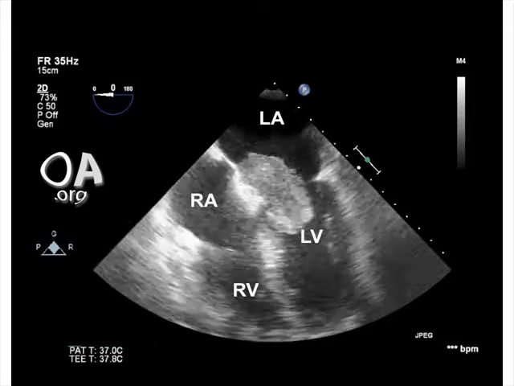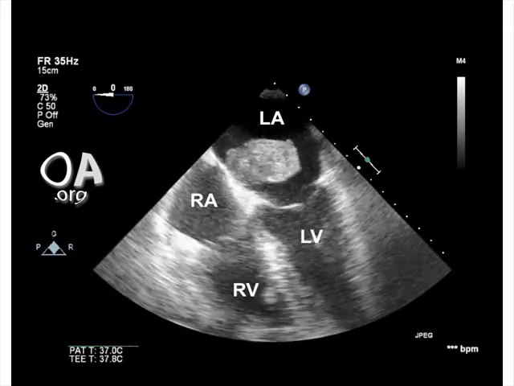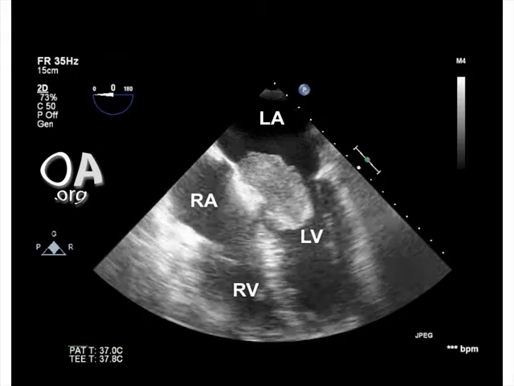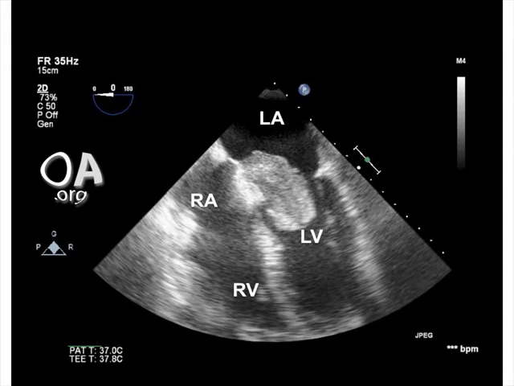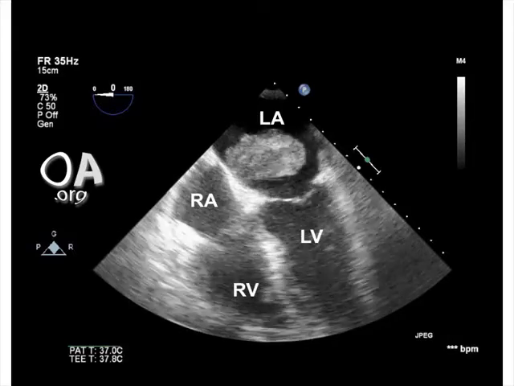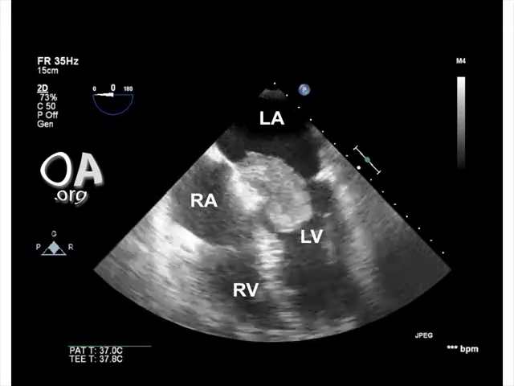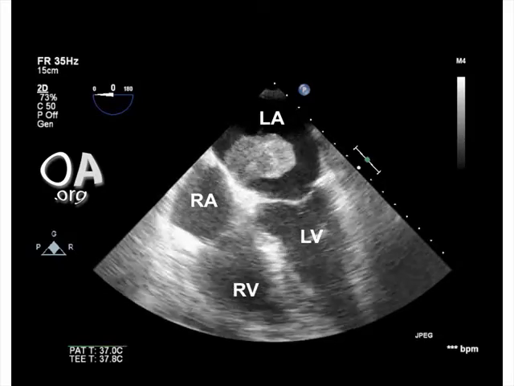This large left atrial mass has the characteristics of a left atrial myxoma. It is attached to the interatrial septum, but is mobile and becomes so large as to obstruct the flow of blood. The right atrium, right ventricle, left atrium, and left ventricle are labeled accordingly and appear normal in structure and function in this view.